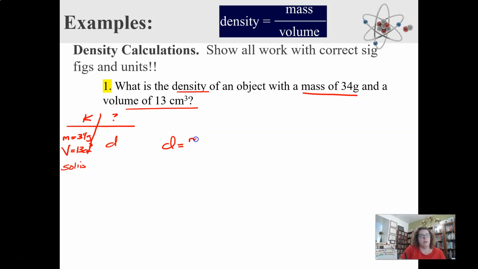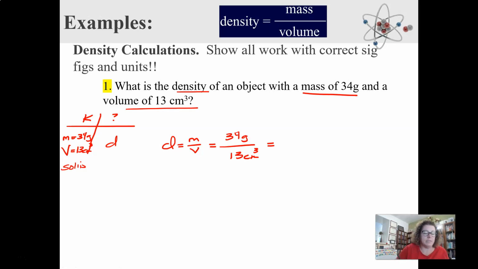Write an equation. So density is mass over volume. I don't need to rearrange the equation because I'm solving for density. And mass is 34 grams and then 13 centimeters cubed. Okay? So all I'm doing is dividing. So I'm going to plug it in.